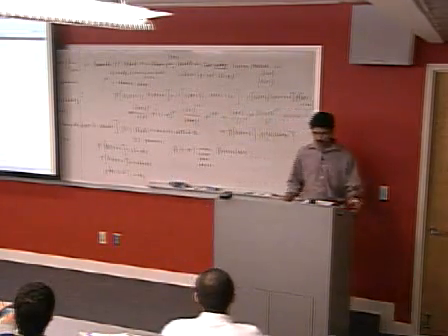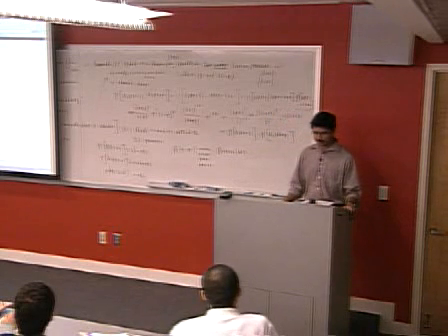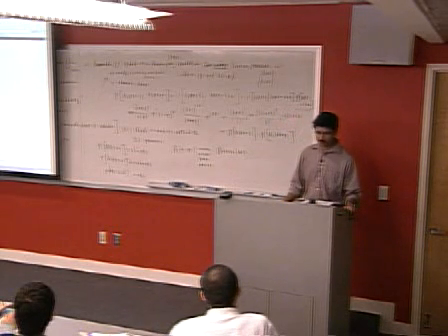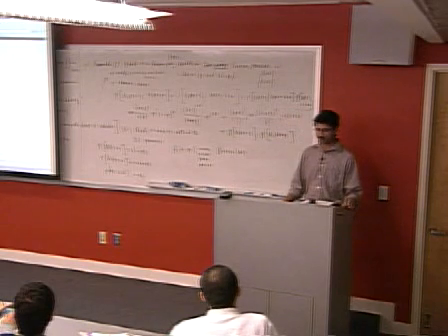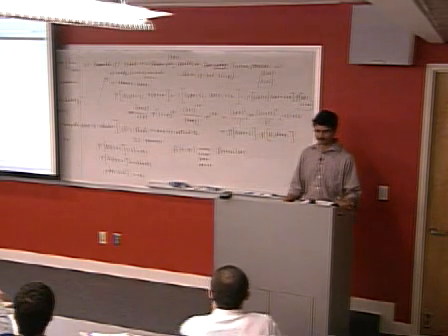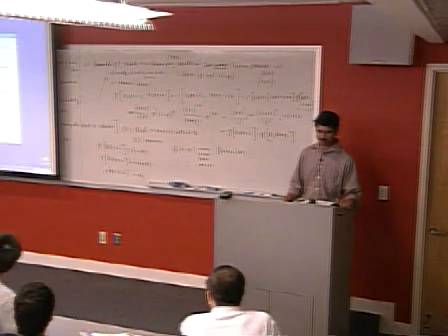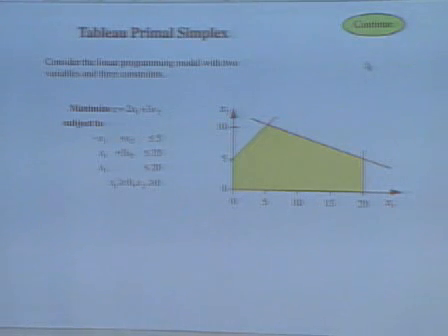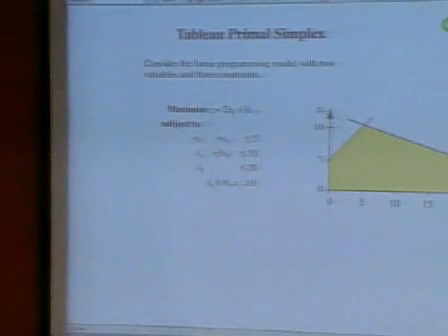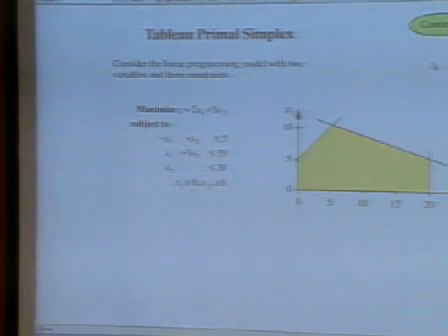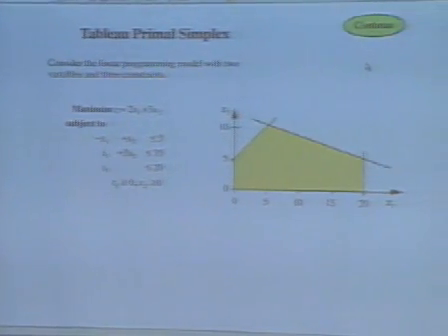Okay, so let me actually illustrate a few issues involving the simplex method with some of the animations on the website. Okay, so here's the linear programming model. This is the one that we solved. And here's a nice picture of the feasible region, which is what I didn't have.